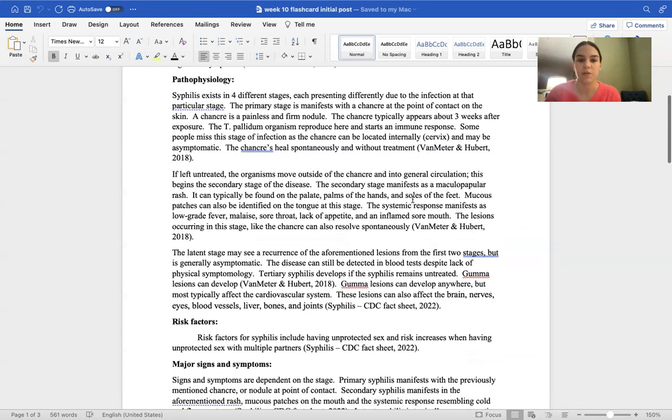So the pathophysiology: syphilis exists in 4 different stages, like I mentioned, each presenting differently due to the infection at that particular stage. The primary stage manifests with a chancre, is how it's pronounced, at the point of contact on the skin. A chancre is a painless and firm nodule. The chancre typically appears about 3 weeks after exposure, and the T. pallidum organism reproduces here and starts its immune response.